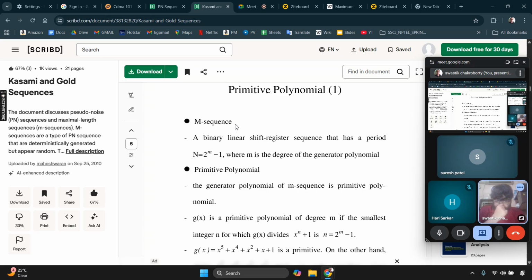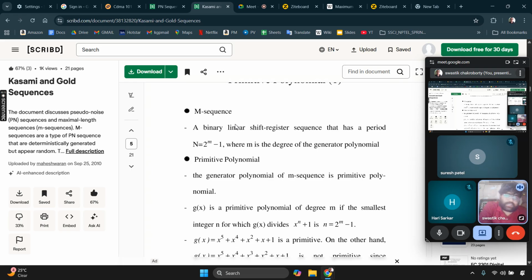So a binary linear shift register sequence has a period equal to 2 to the power n minus 1. The number of shift registers is also the degree of the polynomial. You know what the degree of a polynomial is? Degree means the maximum power. So the number of states that you have in the register is also the degree of the generator polynomial of that sequence. Now for that sequence to be a maximal length sequence, the generator polynomial has to be primitive. We have discussed that earlier.